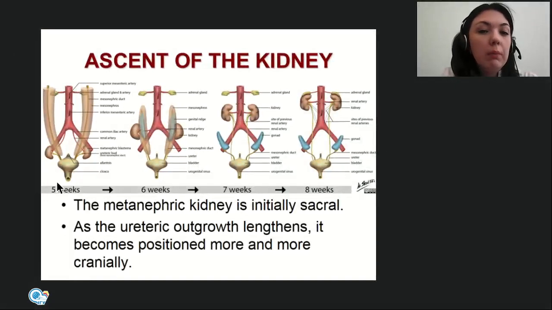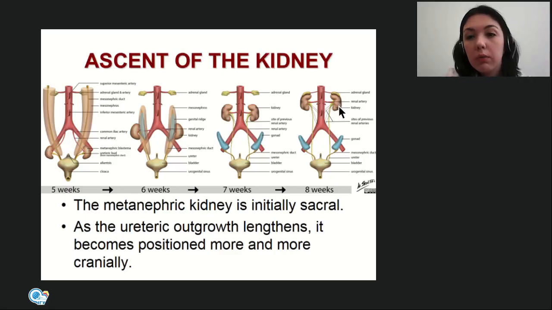So as we said, the metanephric kidney is initially sacral, because it is developed from the caudal part of the mesonephric duct. But with time, the ureteric outgrowth lengthens and it becomes positioned more and more cranially. So finally, it reaches the lumbar region, the level of the upper lumbar vertebrae.